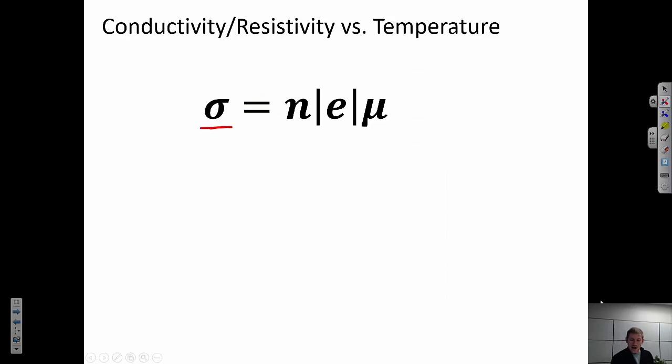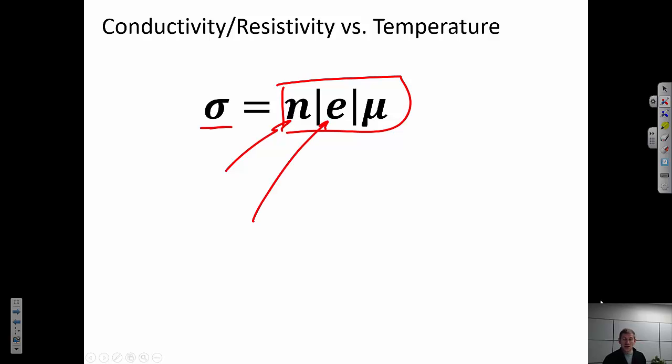Once again, if we want to think about how something, in this case temperature, affects conductivity or resistivity, we want to think about how it affects the different terms that contribute to conductivity. So N is the number of free carriers in the system. So how many particles do I have moving around? E is the charge. So if this is just an electron, then we have a single electronic charge. If it's an ion, it could be a multiple of the electronic charge. And mu is the mobility. How easily do these carriers move around?